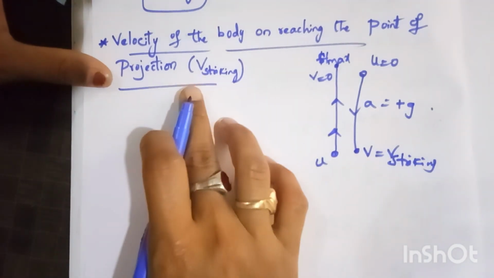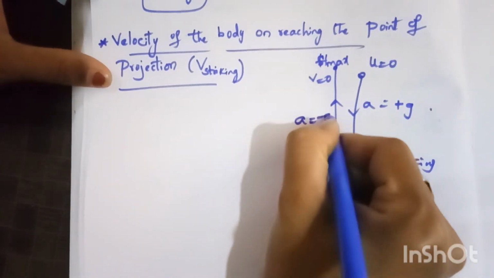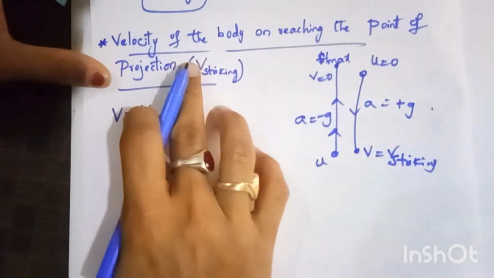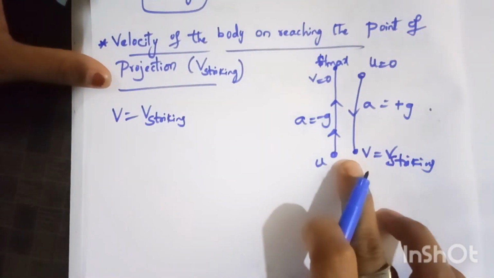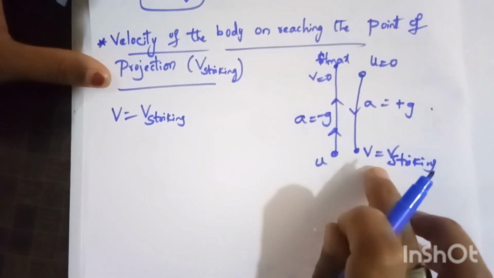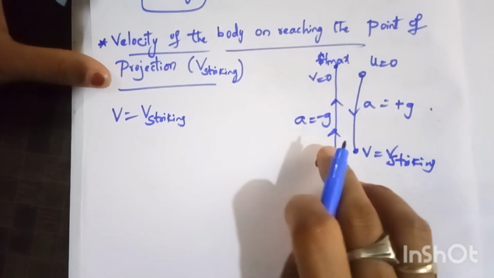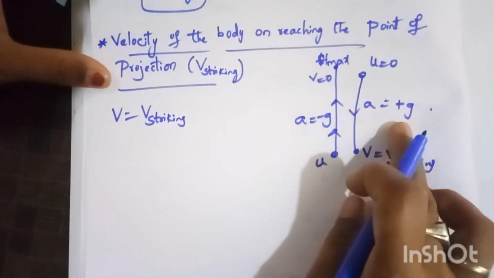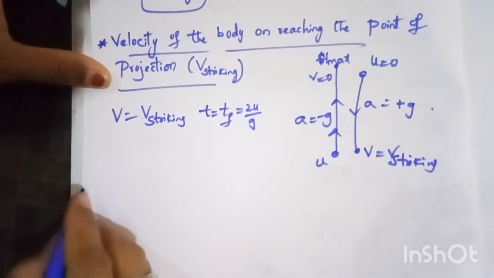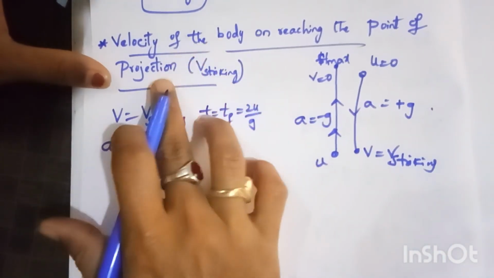When will we get V striking? When an object is projected vertically upward, so a equals minus g. Here v equals v striking. Why am I taking v equals v striking? Because I am going to find the velocity of the body on reaching the point of projection. At the point of projection we get v equals v striking for the downward motion itself. Reaching the point of projection means first we throw it in upward motion, so first we get the time of ascent, then the time of descent. Both together we can take as the time of flight. So time Tf equals 2u by g, and a equals minus g. Why am I taking a equals minus g? Without vertical upward motion we won't get the point of projection here.